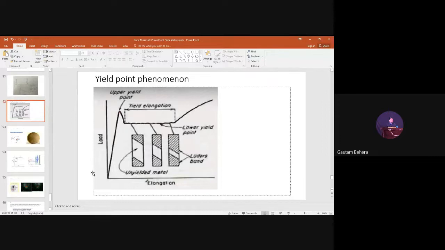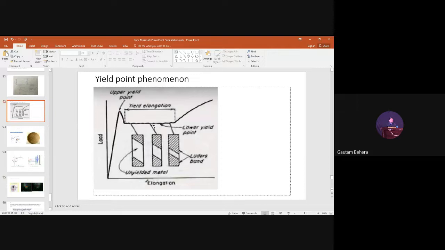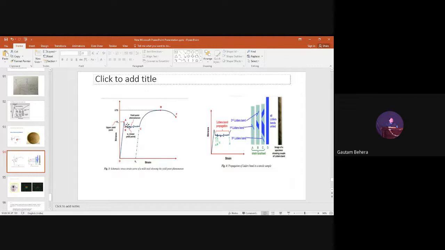Again, this dislocation will be pinned by this diffusing nitrogen or carbon atom. It will again pin the dislocation. So that's why the stress is also more. You are applying more and more stress, right? Or you can say more load you are applying, but the dislocation is moving. Again, it will be pinned by the solute atom. So the stress required will be more. So there is a rise in the curve. You can see the stress is increasing.